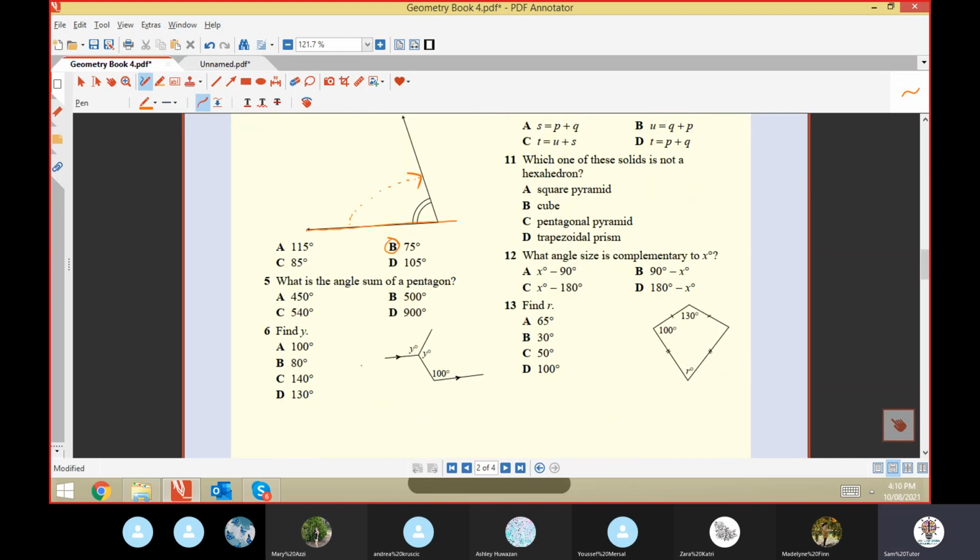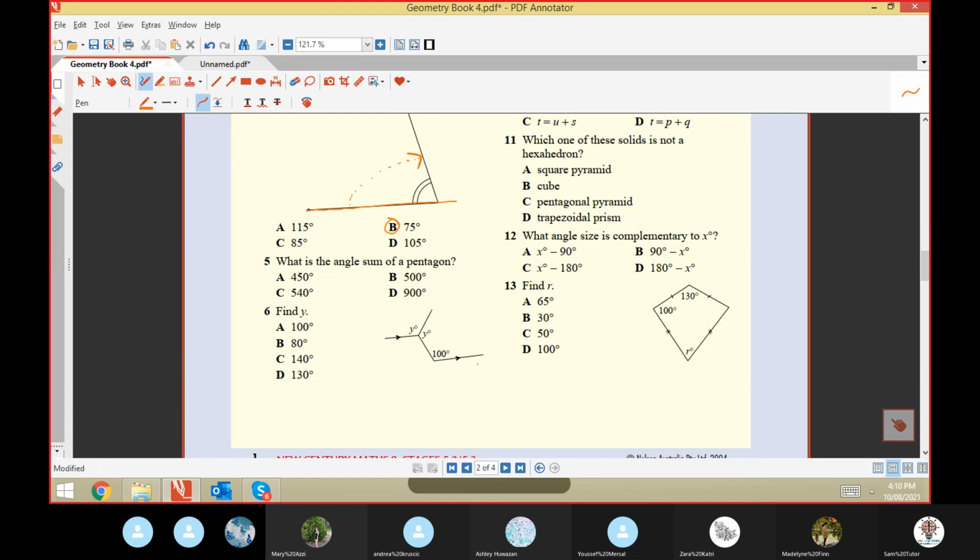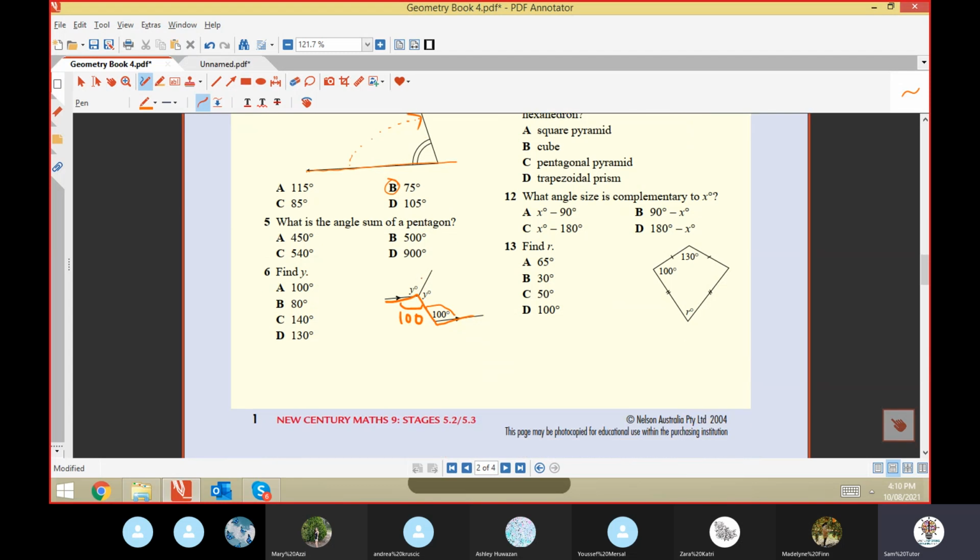Okay, another one that wasn't well done was this one here. Again, you can possibly see there's a Z angle occurring. So if that's 100, then this here is 100 as well. And once you see that, the rest is quite simple. You can see that's a revolution, so 360 minus 100 equals 260 degrees. But because there's two angles that are the same, you're going to divide both by 2, which means y is 130. Any questions there?